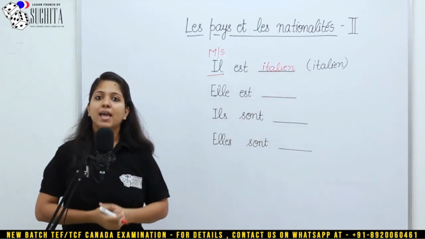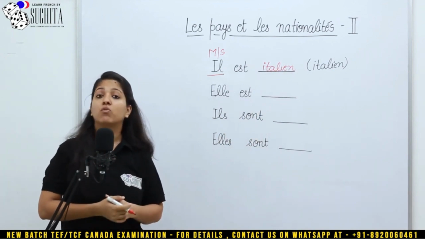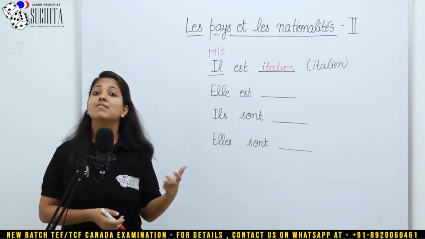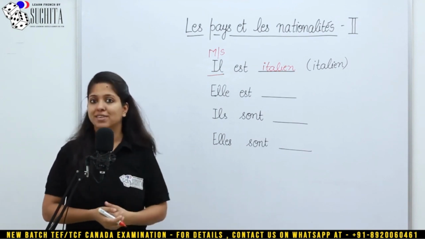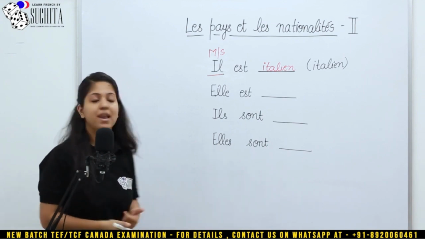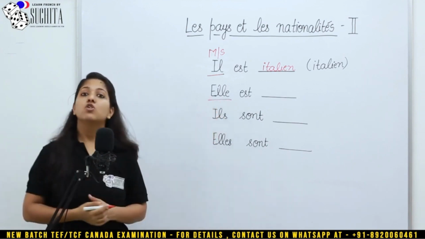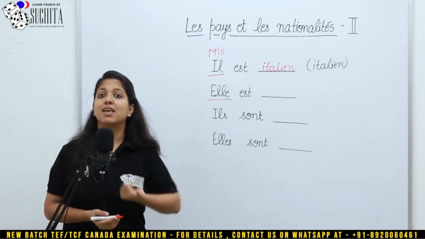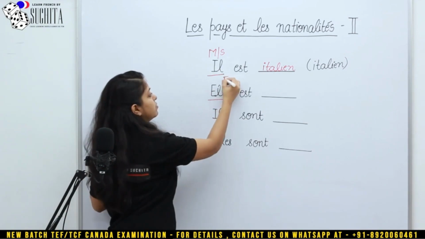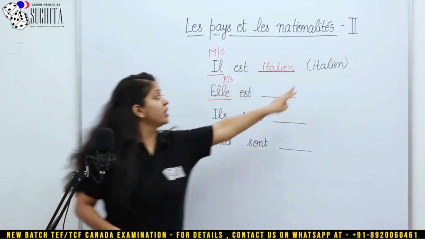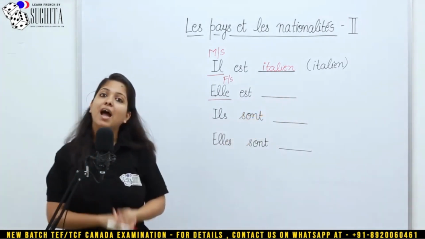Next, elle est, which means she is Italian. Now here who is Italian? It is she who is Italian. So you will look at the gender and the number of the word elle. So elle, that is she, c'est féminin et c'est singulier. So that means you need to make the nationality feminine and singular.